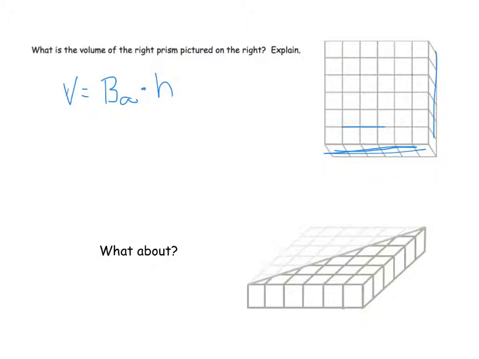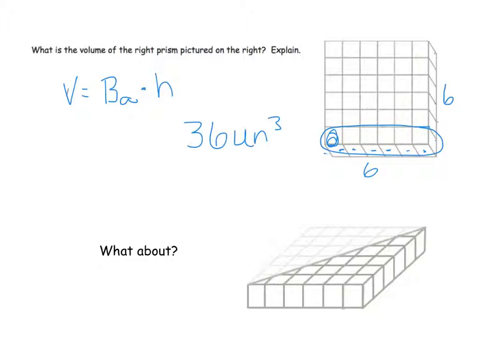So my base area here is 1, 2, 3, 4, 5, 6, and my height is 1, 2, 3, 4, 5, 6. So here we have 6 blocks, and there are 6 rows of them. So for this, my volume is 36 units cubed. And it's cubed now because we're talking volume, not area. So cubed is like 3D, a 3D shape, instead of a 2D shape like we were working with in the past. Alright, so what about this one?